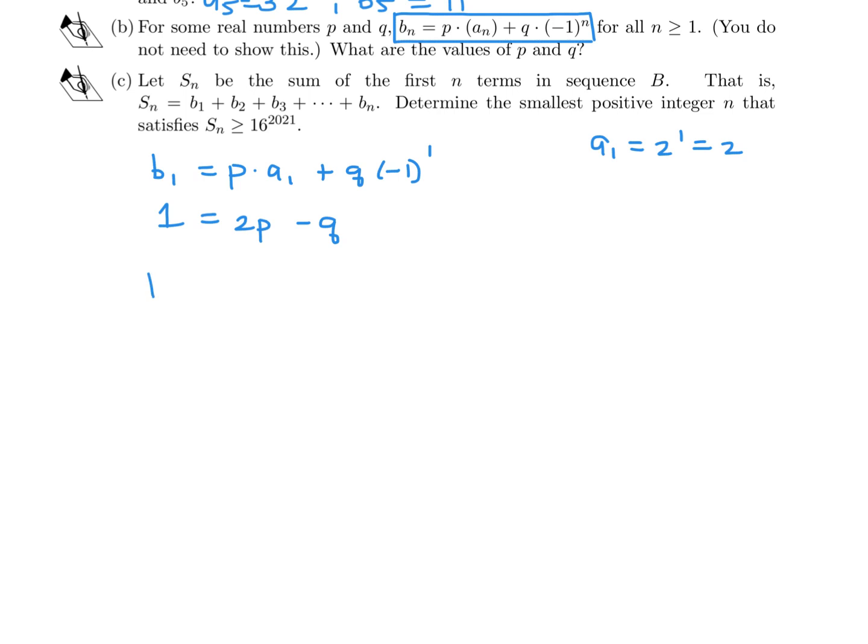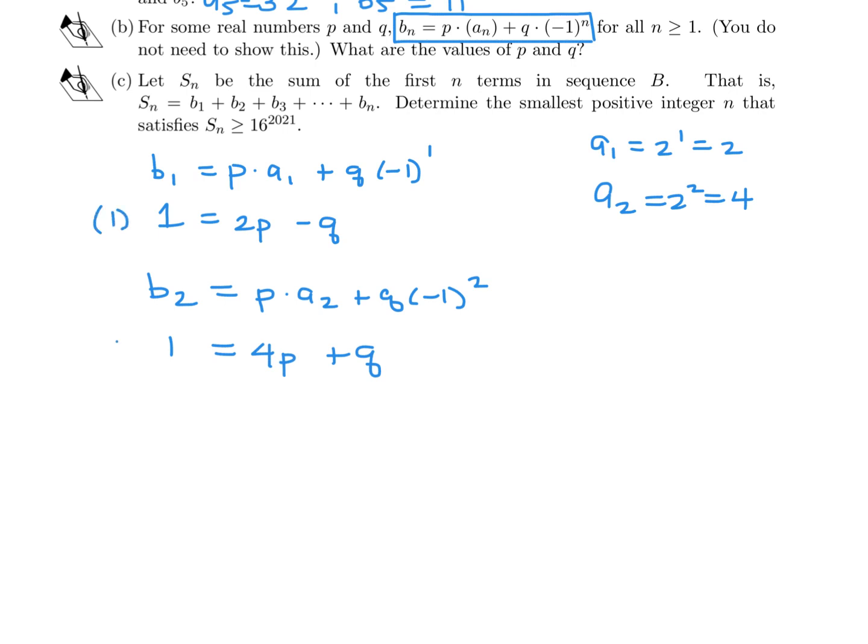Okay, so B2 would be P times A2 plus Q times -1 to the power of 2. Okay, B2 is 1. A2 would be 2 to the power of 2, which I believe is 4. So that's 4P, and this is just going to be Q. All right, so we got two equations. Here's my first equation. Here's my second equation, and I can solve since I have two variables.